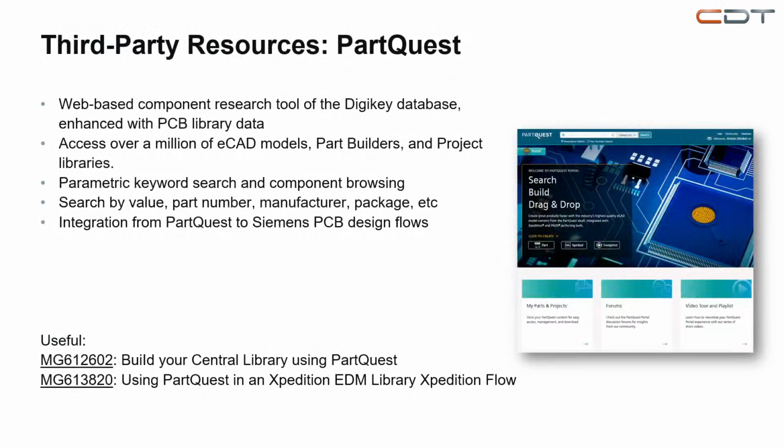My good recommendation is to use PartQuest. It's very useful if you're a librarian or any user related to library creation process. It's very big web-based component research database. You can access a lot of different ECAD models with symbols, footprints, 3D model, etc. There is a good parametric keyword search, and you can search by value, part number, manufacturer, package. There are a lot of different options. And it has tight integration with all Siemens PCB design tools.